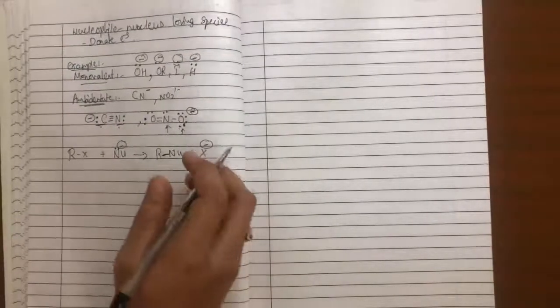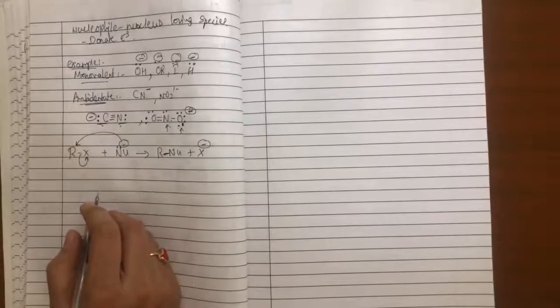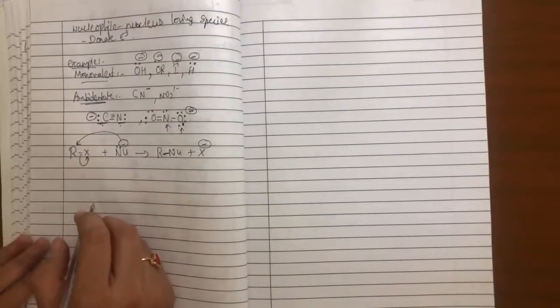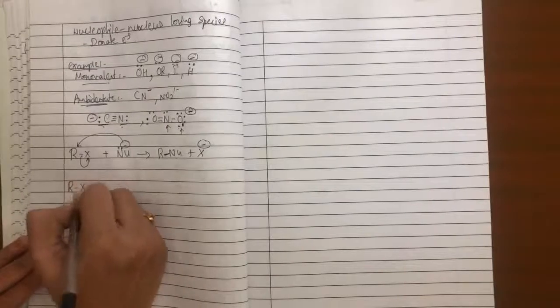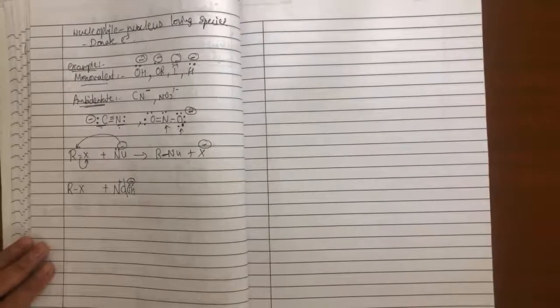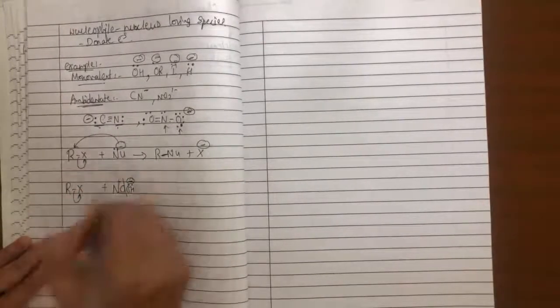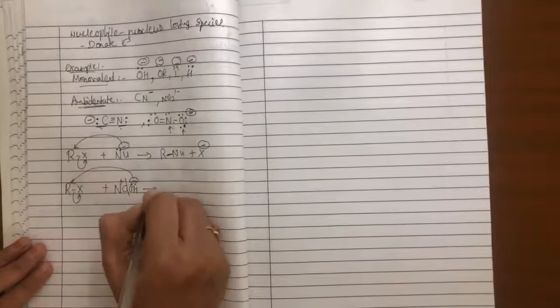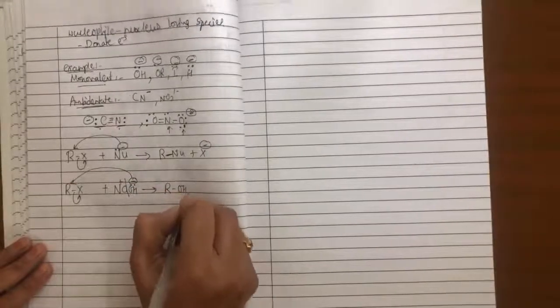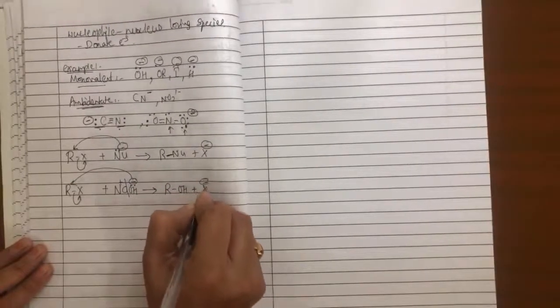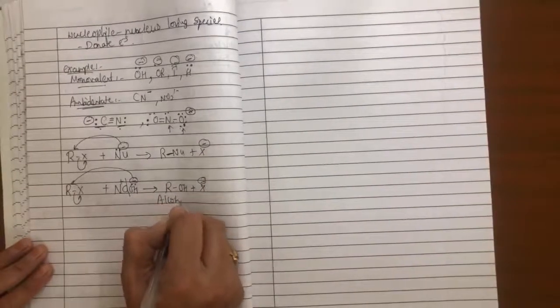So if I have to show arrows, then the bond electrons transfer on the halogen, and at the same time the nucleophile is attacking on the alkyl chain. Let me see some different examples of nucleophile. If RX reacts with NaOH, this NaOH splits into two parts, Na plus and OH minus. OH minus acts as the nucleophile over here. So again these electrons get transferred on the halogen and there's an attack over here. The product formed is ROH plus X minus, and the product formed is alcohol.